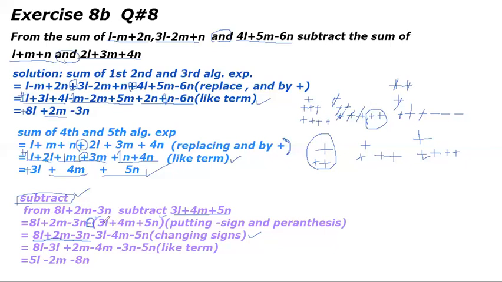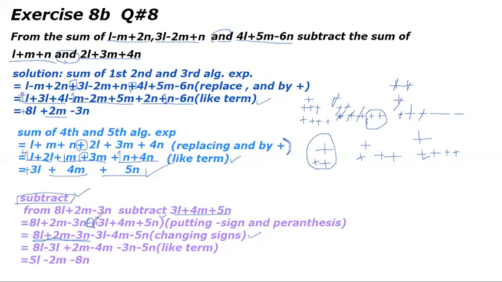Look, okay, 3l doesn't have any sign. It means that it has a positive sign. Positive sign is changed into negative. Positive is changed into negative. Positive is changed into negative. What I have done, I have changed the signs of this second algebraic expression, the algebraic expression which I have to subtract from the first algebraic expression. Now, why I change the sign? Now I will tell you why I will change the sign.